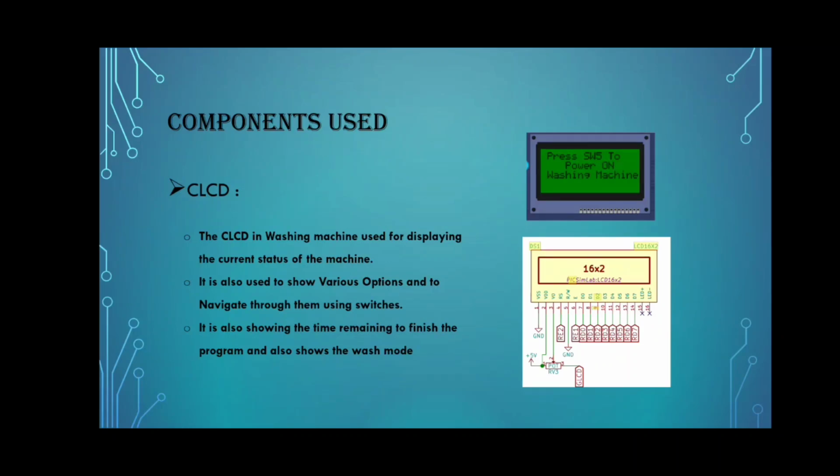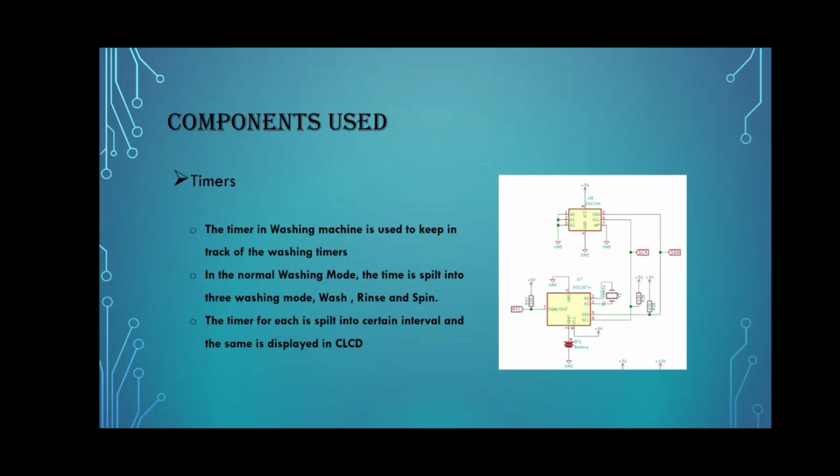CLCD. The CLCD in the washing machine is used for displaying the current status of the washing machine. It is also used to show various options and to navigate through them using switches. It also shows the time remaining to finish the program and the wash mode. Timers. The timer is used to keep track of washing time. In the normal washing mode, the time is split into three phases: wash, rinse, and spin. The timer of each phase runs for a certain interval and the same is displayed on the CLCD.